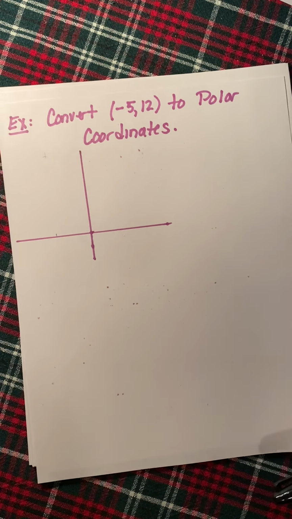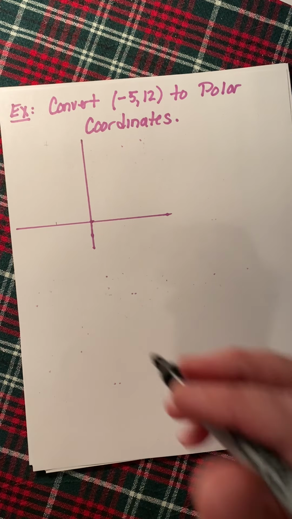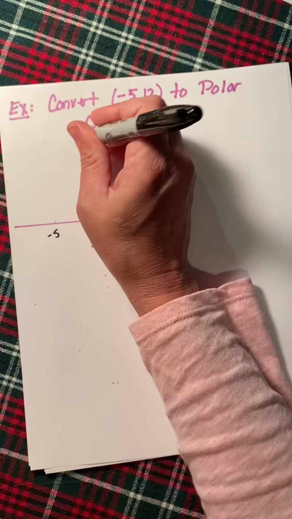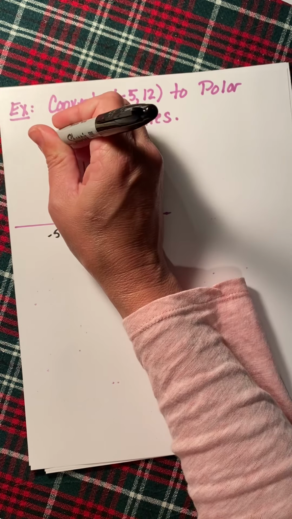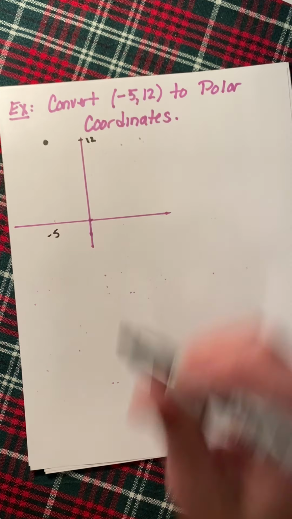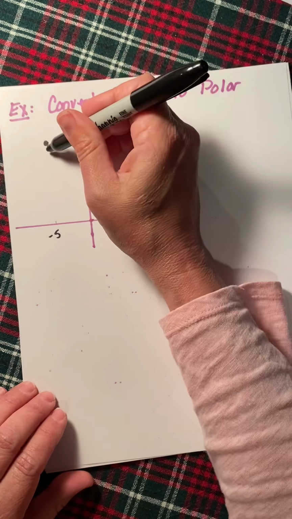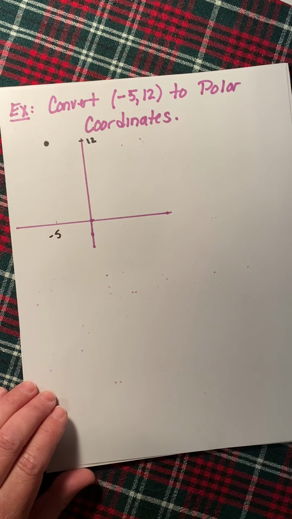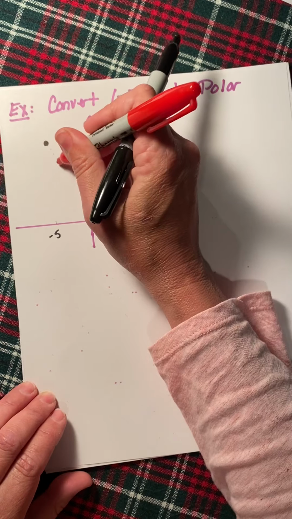All right, let's look at this one. Let's convert negative 5, 12 into polar coordinates. So here's negative 5, here's 12. So here's an example right there. Negative 5, 12, we're going to look at the length. The distance of this line is going to give me r right here.